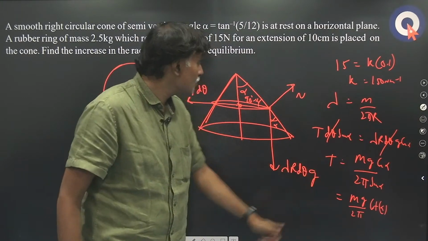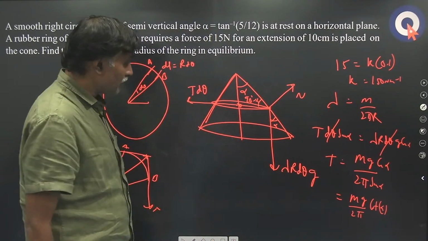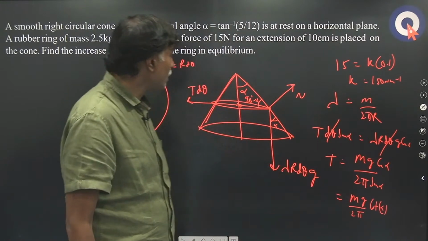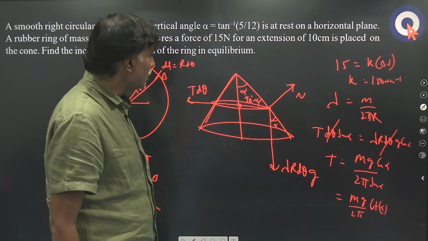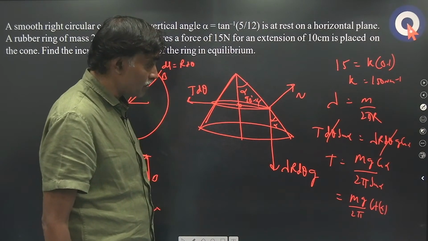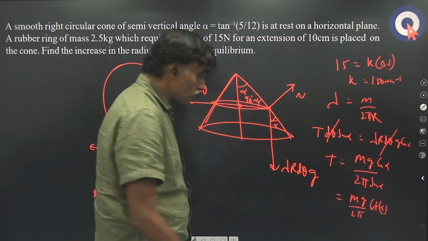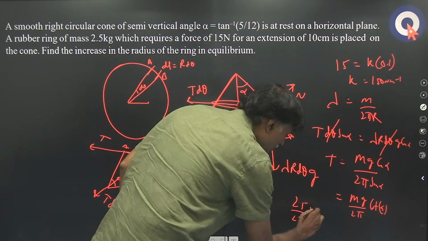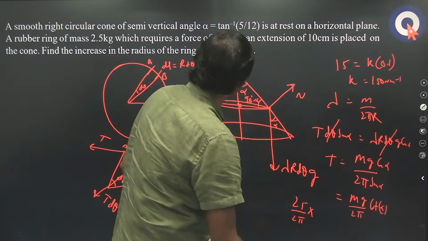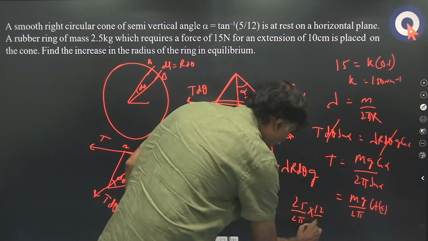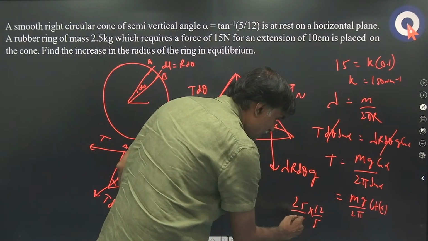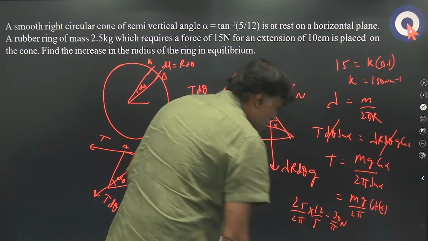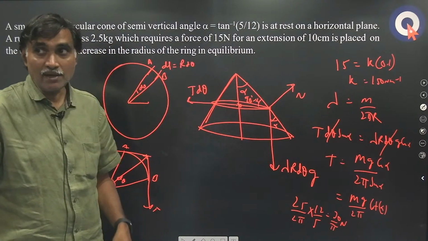You can find. What is the mass given? 2.5, and g is 10, then 25 I will get. 25 by 2 pi into cot alpha, tan alpha is 5 by 12, so that is 12 by 5. So 25 by 2 pi into 12 by 5. Okay. So 5 and this is 6. So 30 by pi I will get Newton. What is tension? 30 by pi Newton.